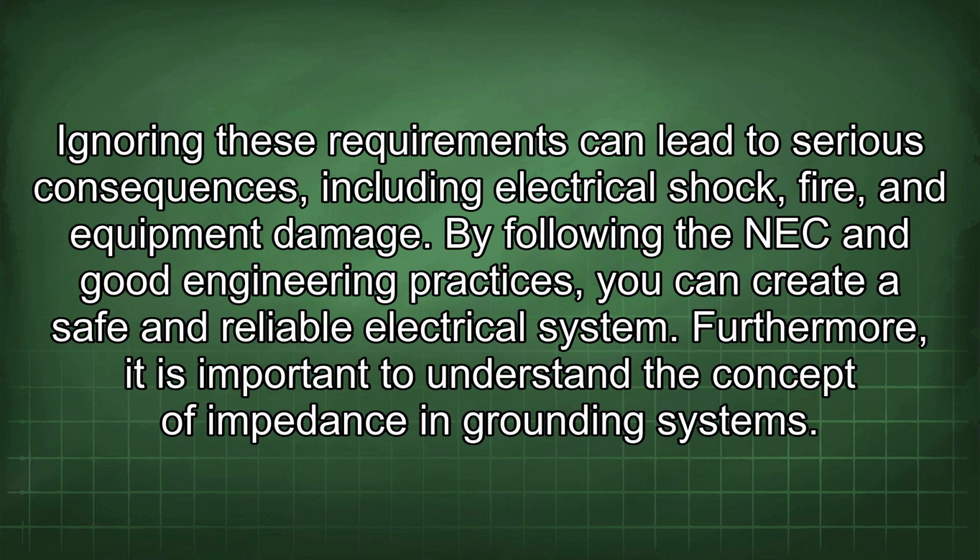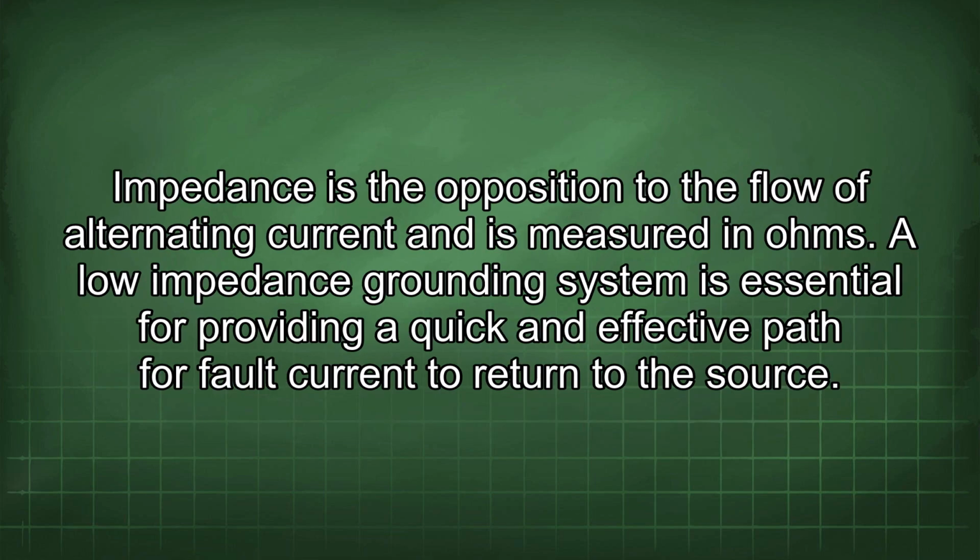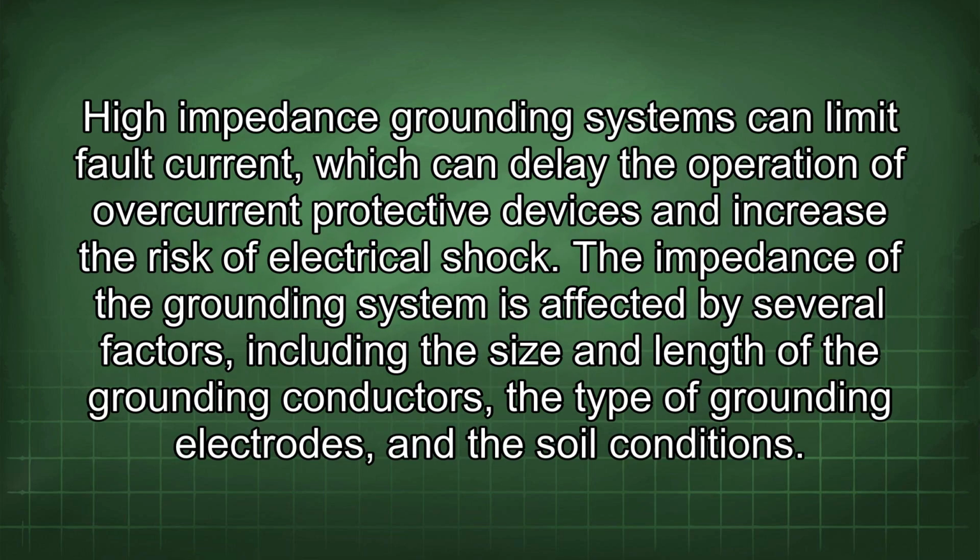Furthermore, it is important to understand the concept of impedance in grounding systems. Impedance is the opposition to the flow of alternating current and is measured in ohms. A low impedance grounding system is essential for providing a quick and effective path for fault current to return to the source. High impedance grounding systems can limit fault current, which can delay the operation of overcurrent protective devices and increase the risk of electrical shock.